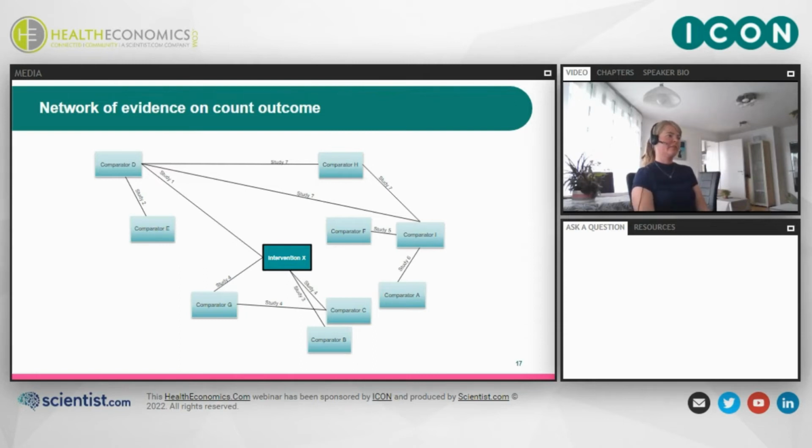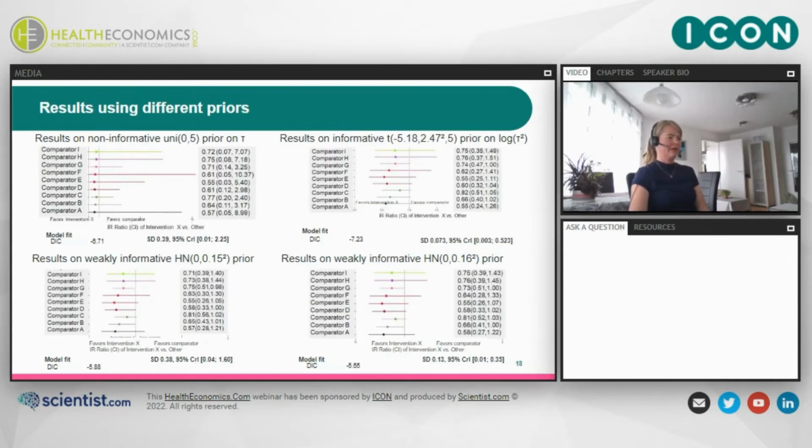So this is the example network of evidence I would like to show you. Basically, this is for a count outcome in respiratory disease. Our intervention is the intervention X, which will be compared to a set of comparators. Even though the number of comparators is not extremely sparse, the number of studies informing these is very low, with only one study per link in the network. And so we have used different priors to see how the results change and how sensitive the results are to the priors.